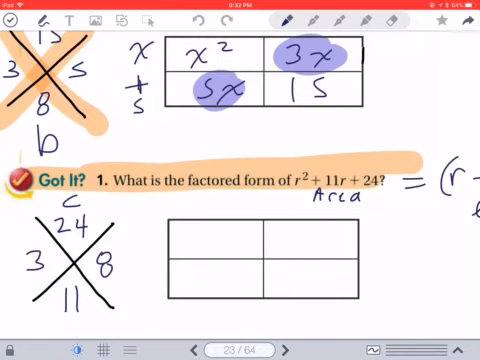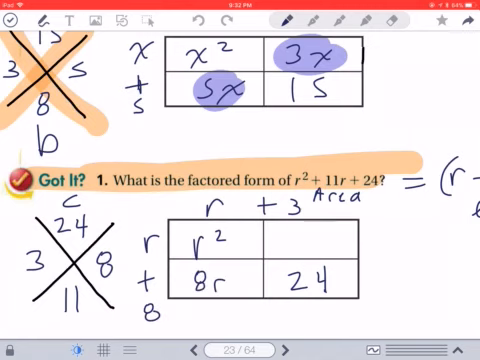So I know that I want to get to 24 here, and this is going to be r squared. So this has to be r, this has to be r. These are both going to be plus. So this is going to be plus 3, and this is going to be plus 8. So I would get 8r here and 11r here.